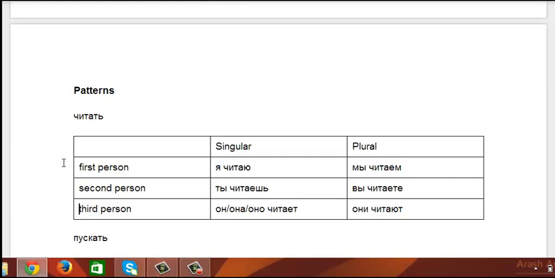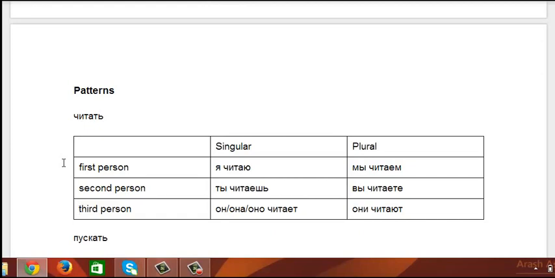Работать, заниматься, обедать. Many of the verbs that you learned in first year follow this pattern, but not all ending in ать. Don't forget that. If I tell you that this verb пускать, which means to allow, is just like читать, think about how you'll conjugate it. So what will it be?